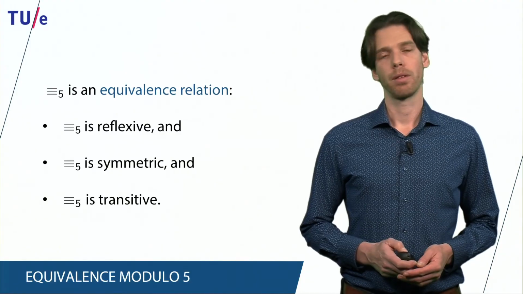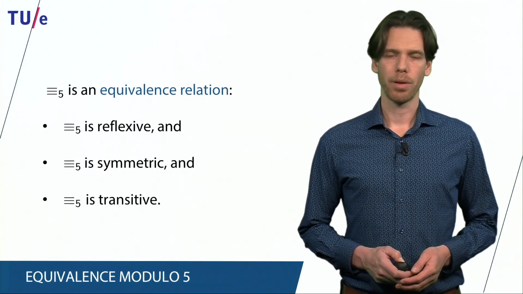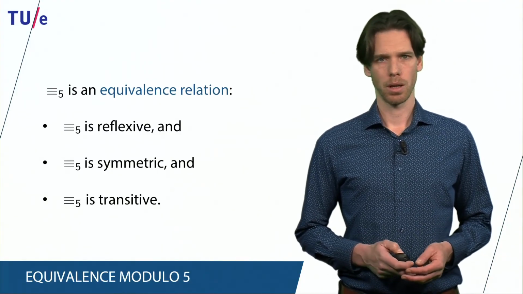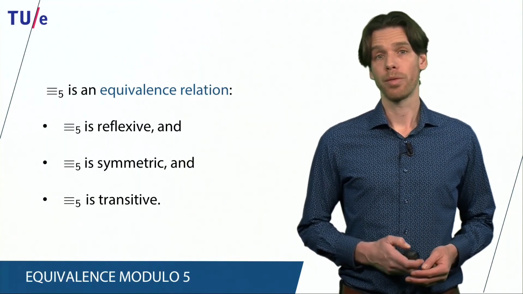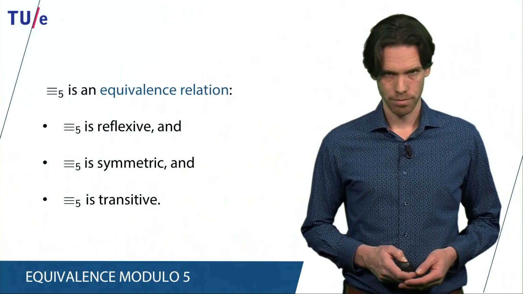We have proved that the relation is equivalent modulo 5 is reflexive, symmetric, and transitive. And therefore we may now conclude that equivalence modulo 5 is indeed an equivalence relation. This concludes our discussion of the example relation equivalent modulo 5 on integers. In the next lecture, we shall see that in general, equivalence relations nicely partition the set on which they are defined into classes.